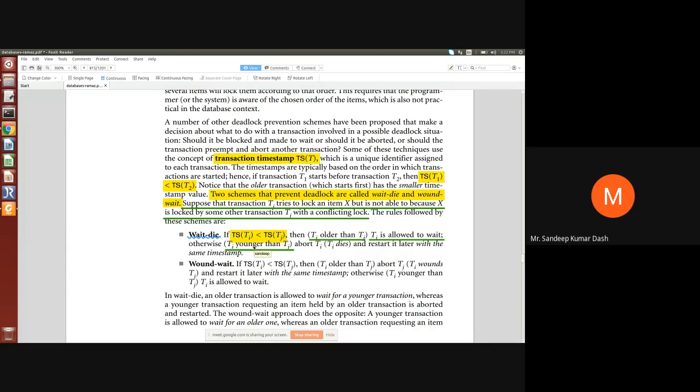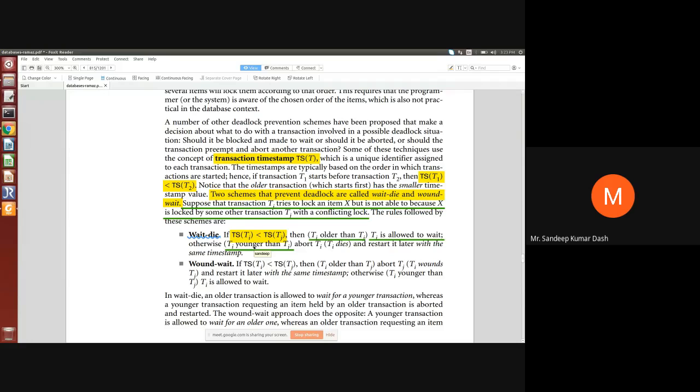Suppose at an interval of 10 units of time, it will be restarted again, given the same timestamp value. So here what happens? Wait, die: wait and die. In the first case, wait; in the second case, die. That means between a younger and an older transaction, the case is best. You can write it down also, because that may be confusing for you later. Or I will be giving this recording, no issue.